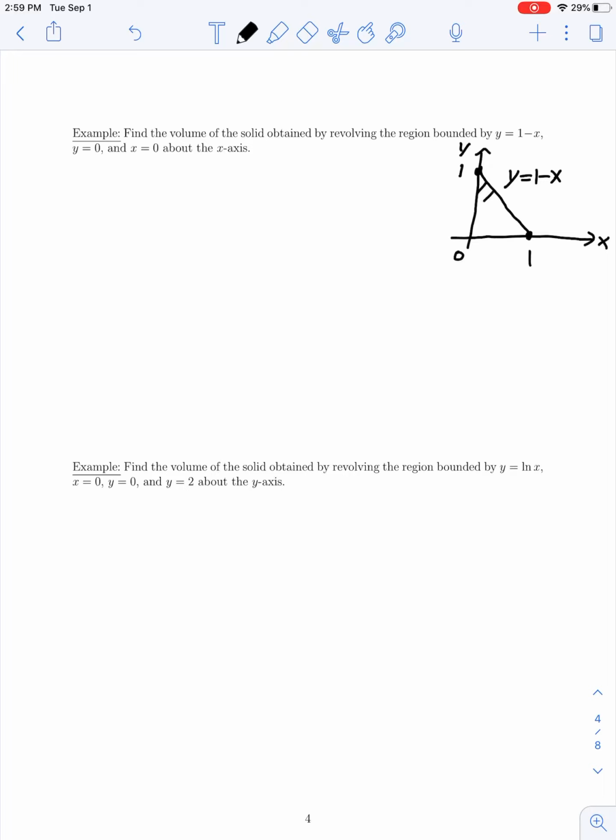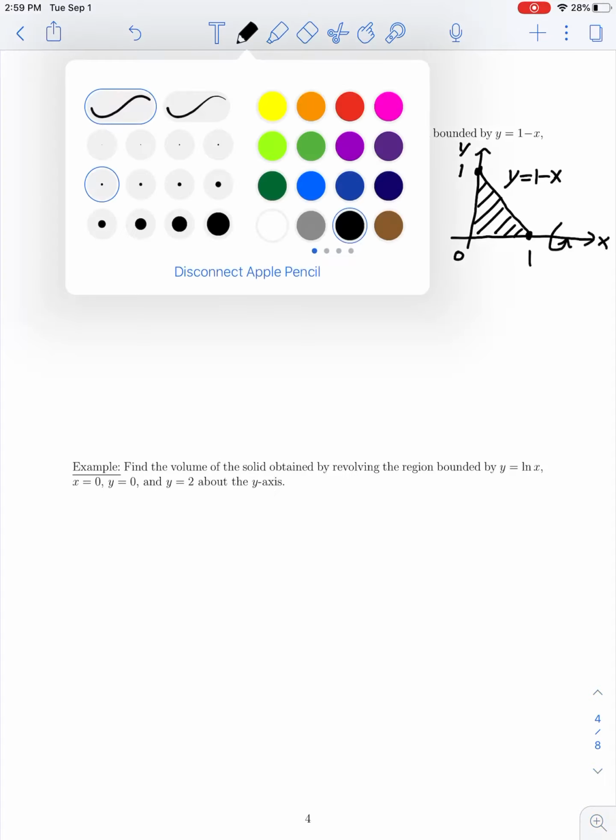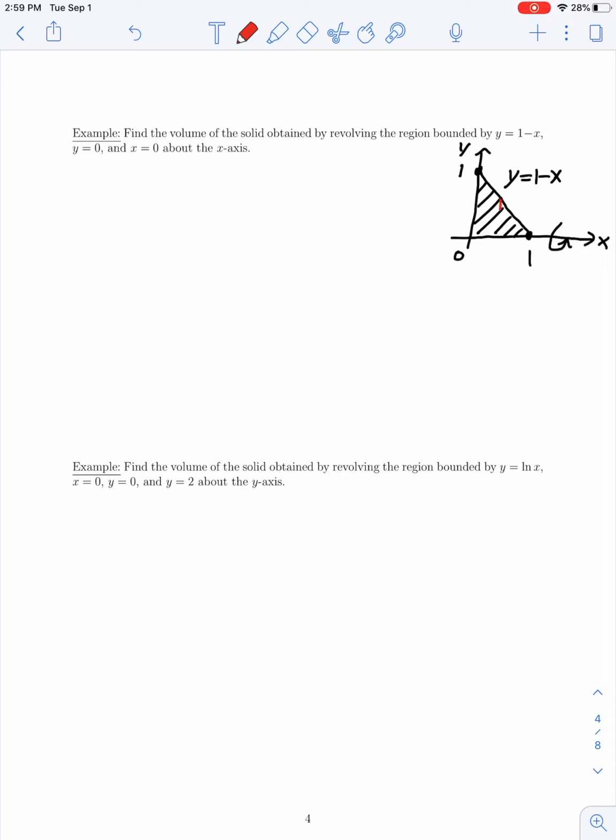So the region of interest is this triangular region shown here. And we're supposed to take that region and then revolve around the x-axis. So let's think about how we would do that. If we think about taking a little representative slice through our region at a point x of thin width dx, if we revolve that slice around the x-axis, we can see that we would get a disk shape of thickness dx.